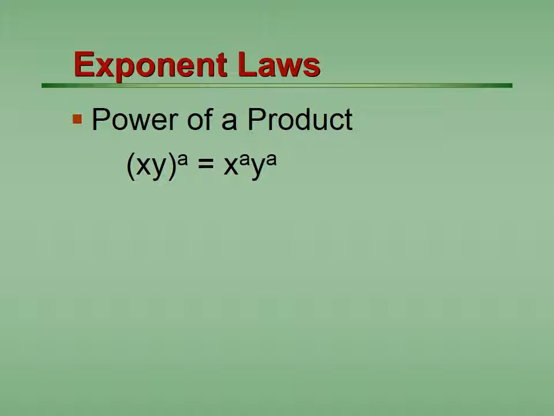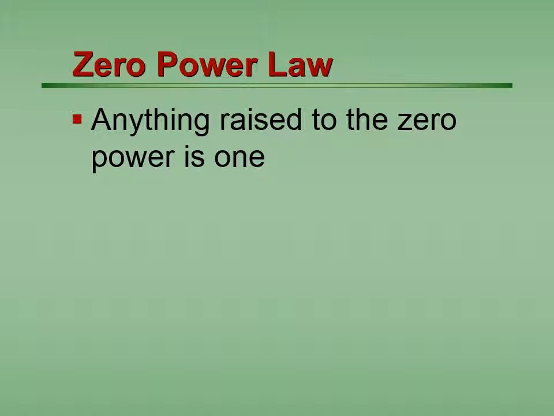So we talked about power of a product. Now let's talk about zero power. Zero power says that if you take anything to the zero power, it's equal to 1. So anything raised to the zero power is 1. 3 to the zero power is 1. x to the zero power is 1.